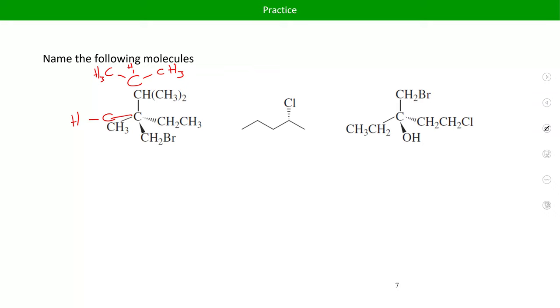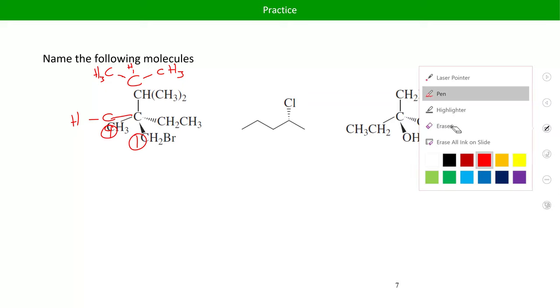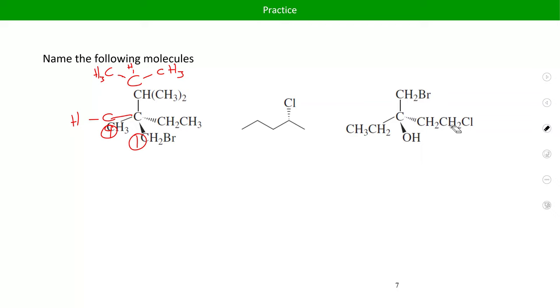Our highest atomic number attached here is the bromine. So this would be our highest priority. This would be our lowest priority. And then we have to decide between an ethyl group and an isopropyl group. Isopropyl is higher priority. Why? It looks more complicated. I mean, just because the steric forces would be different. Yeah, so good. And you're correct. This is the higher priority.